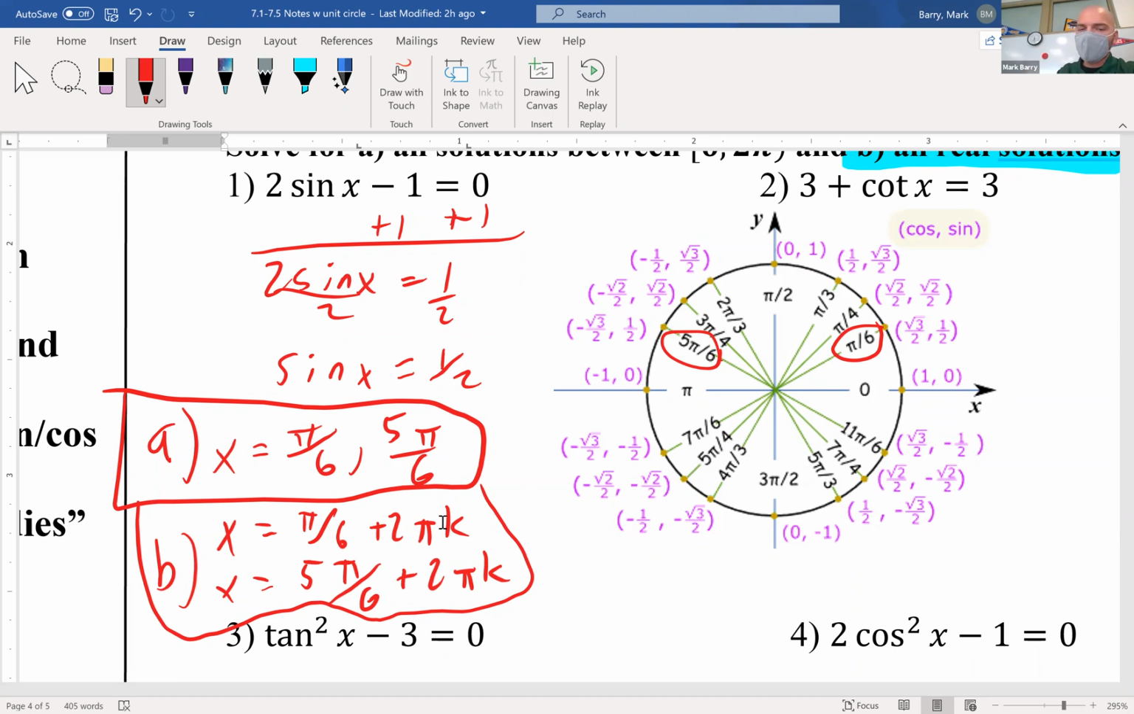So this is how I get my list. It's like a formula for all the infinite number of correct answers that there are to this question, okay? So that's our answers for A and B for number 1. All right, cool. So we're gonna move on to number 2 now and try this again.